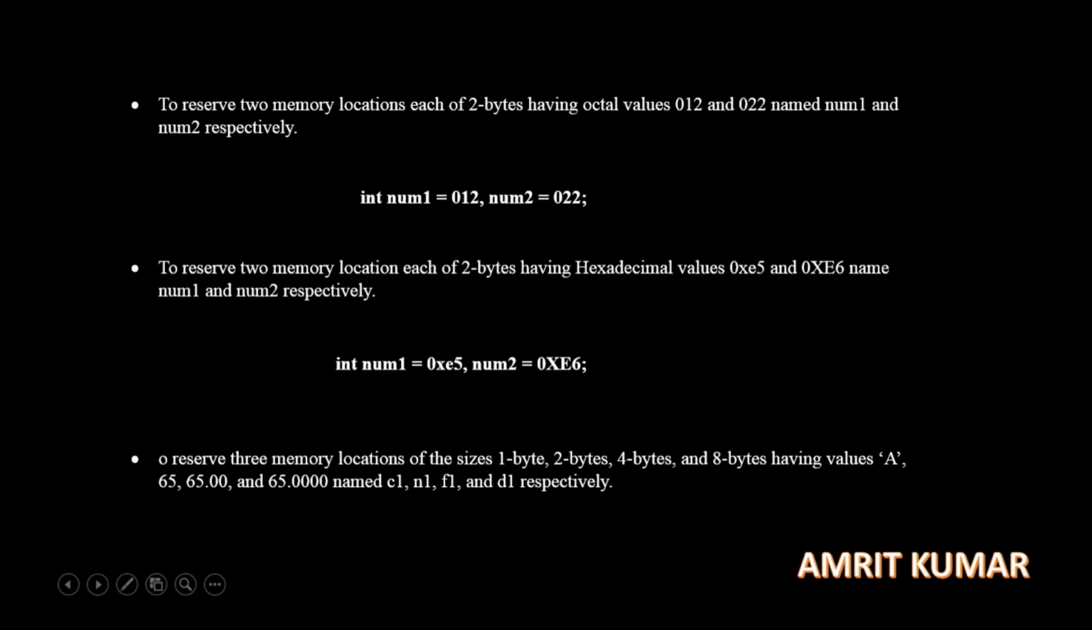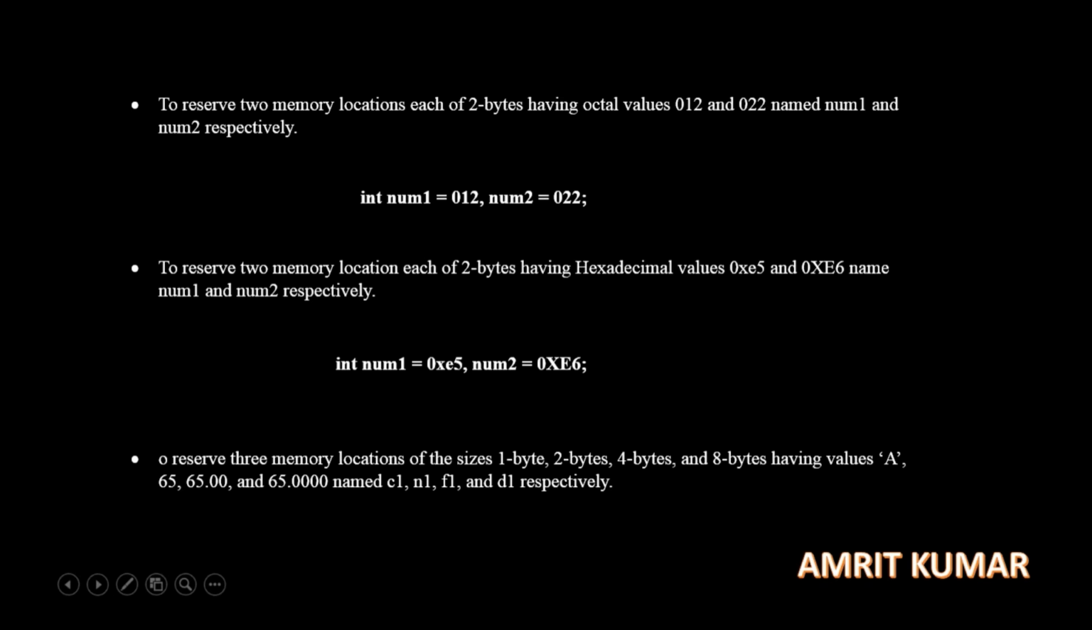Now to reserve two memory locations each of 2 bytes having hexadecimal values: a hexadecimal value starts with 0x followed by any number or character, 0xe5 and 0xe6, named num1 and num2 respectively. So we need to provide an integer here, which is going to get this value. Now we have declared an integer here. Now num1 equal to a hexadecimal value and num2 equal to a hexadecimal value, that we need to provide here, terminated with a semicolon.